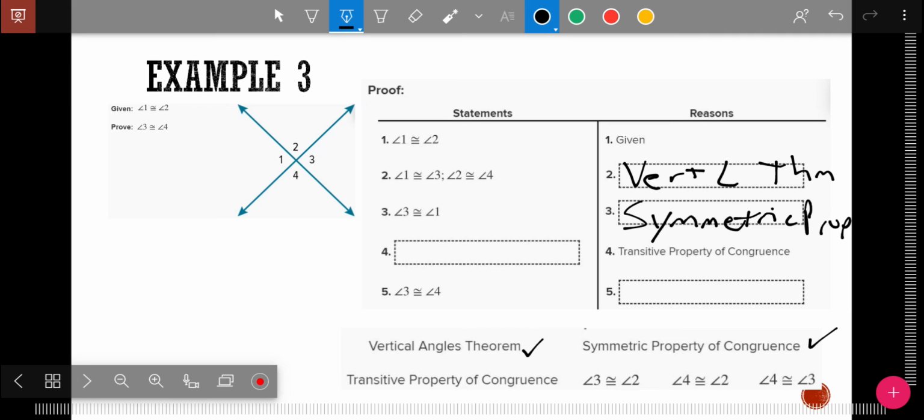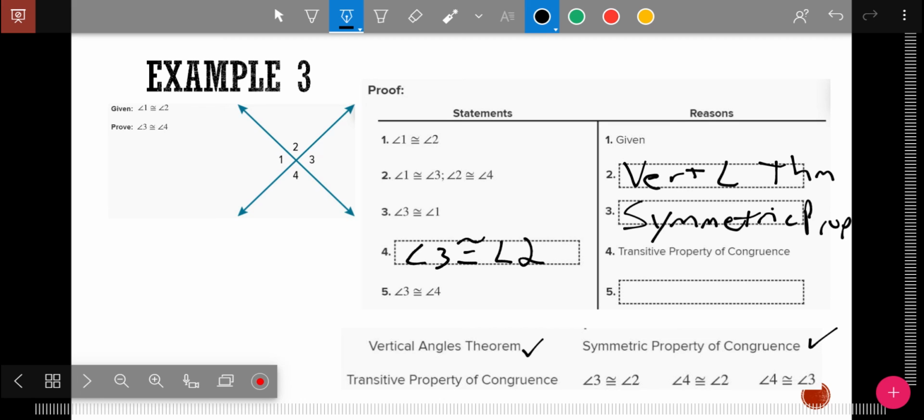Now, what was the point of flipping it around, so that it would hopefully make sense to you? If 1 is the same as 2 and 3 is the same as 1, or I should probably say it this way, 3 is the same as 1 and 1 is the same as 2, then 3 is the same as 2. And so that is right here, and that's what we're going to put down. Angle 3 is congruent to angle 2, and then it's transitive property.